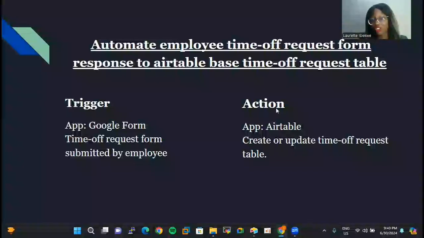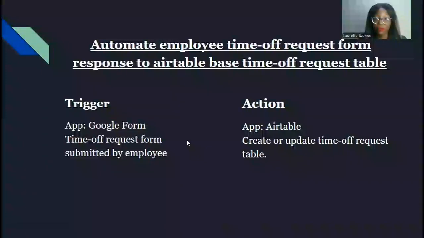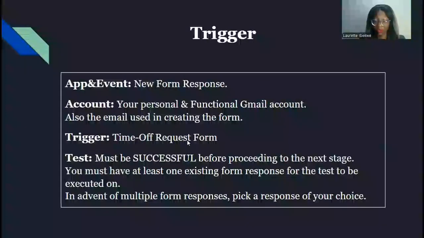Now, the trigger is your Google Form, the action is your Airtable base. And for this, Airtable is to create or update the time of request table. I'm not going to go over this because I've gone over it already. It's pretty much the same thing. You have your trigger, app, events, new form response, test the trigger, it must be successful.